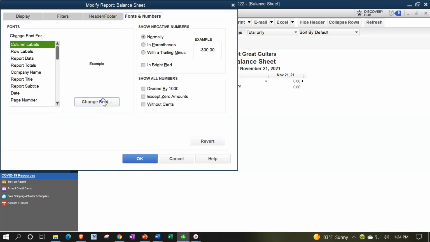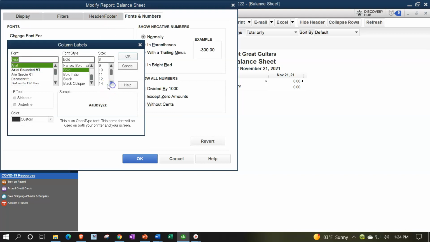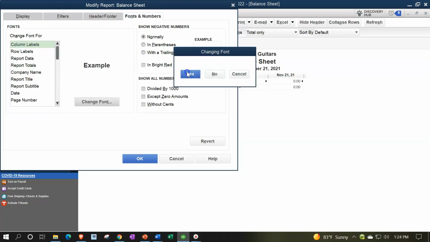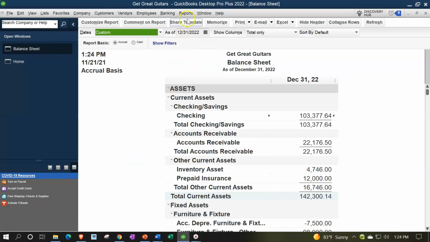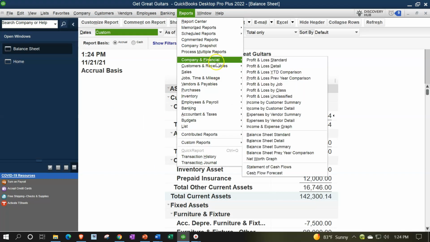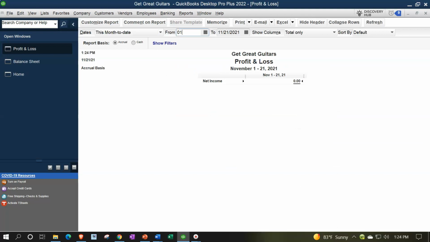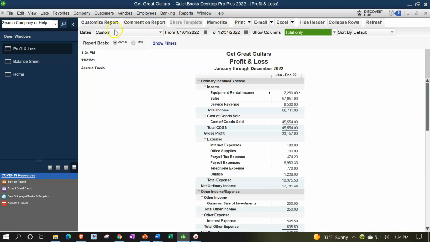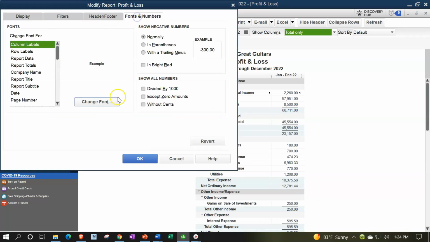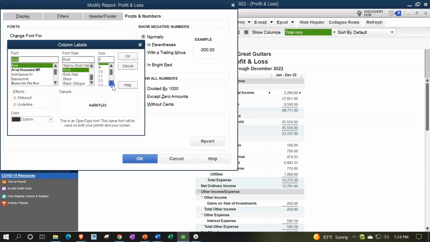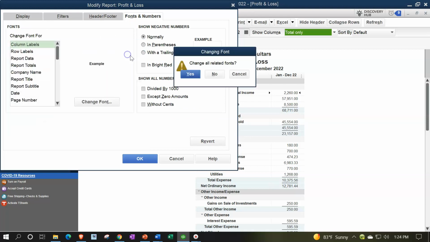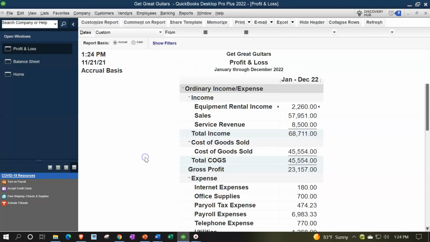Fonts and numbers, changing the font size on up to 14. Okay, yes please, and okay. Reports dropdown, company and financial, profit and loss, range change from 010122 to 123122. Customizing that report, fonts and numbers, changing that font size on up to 14. Okay, yes please, and okay.